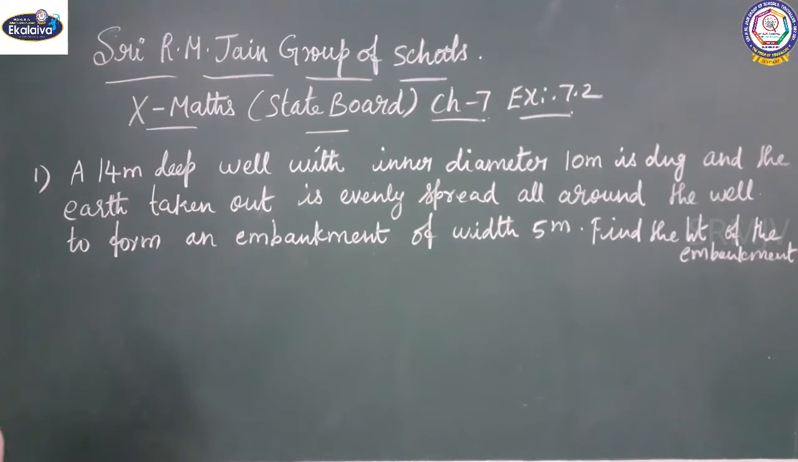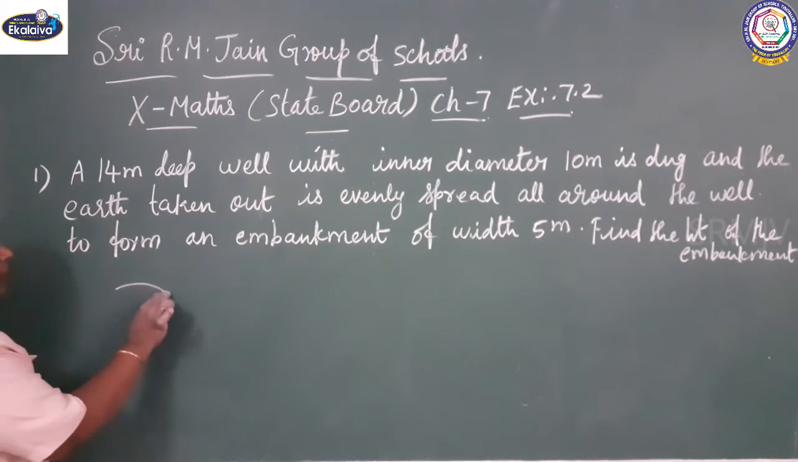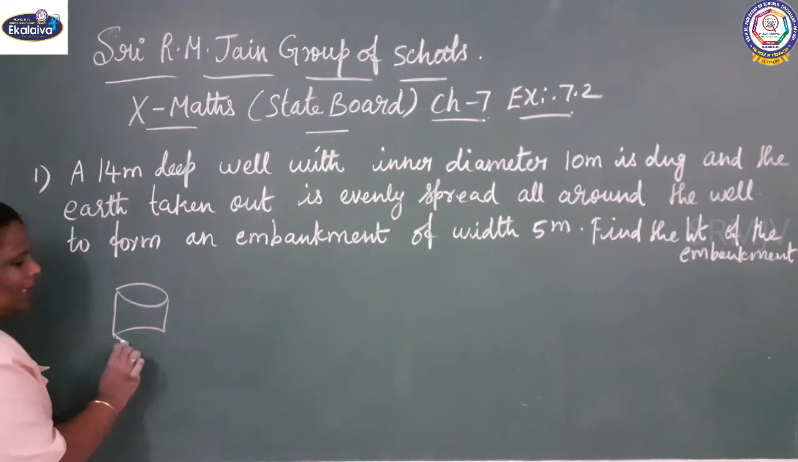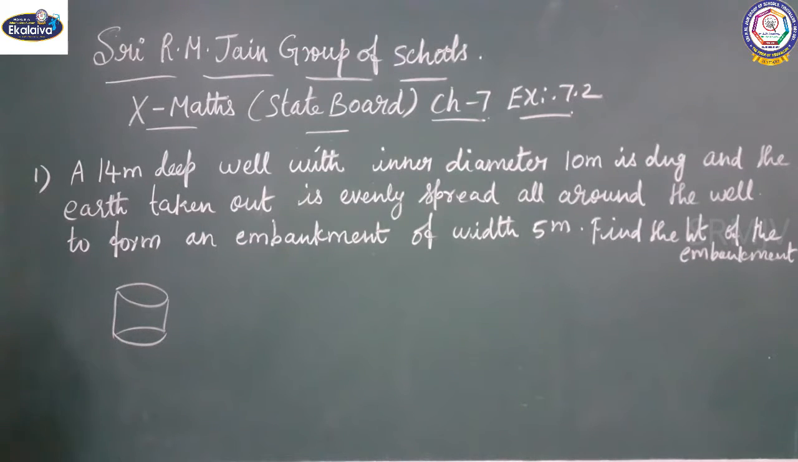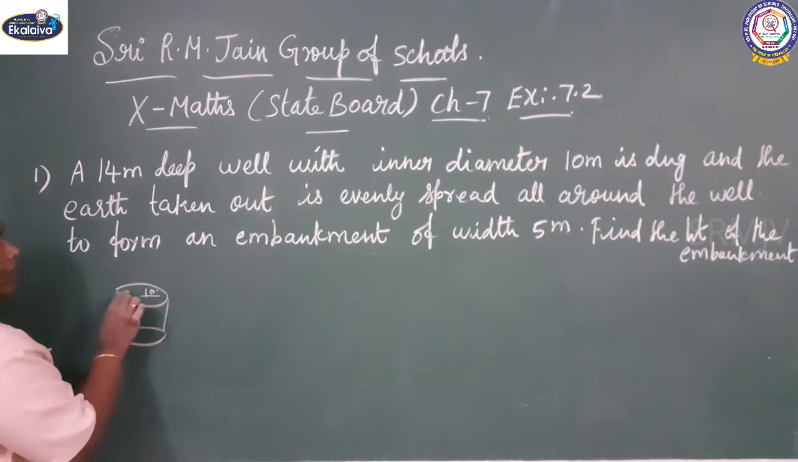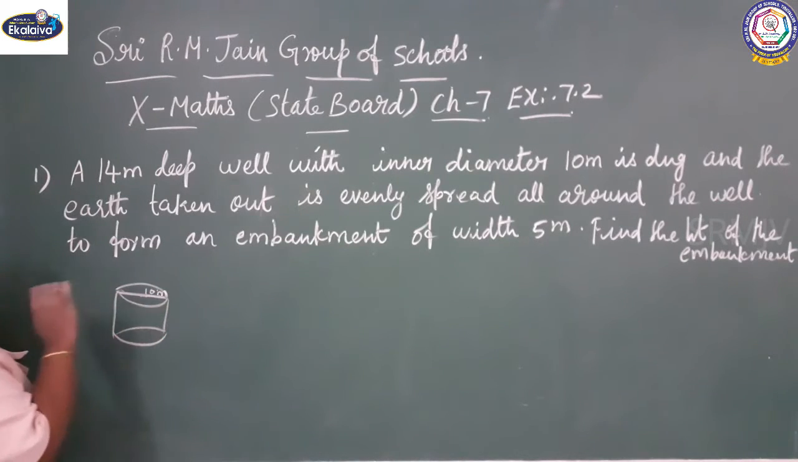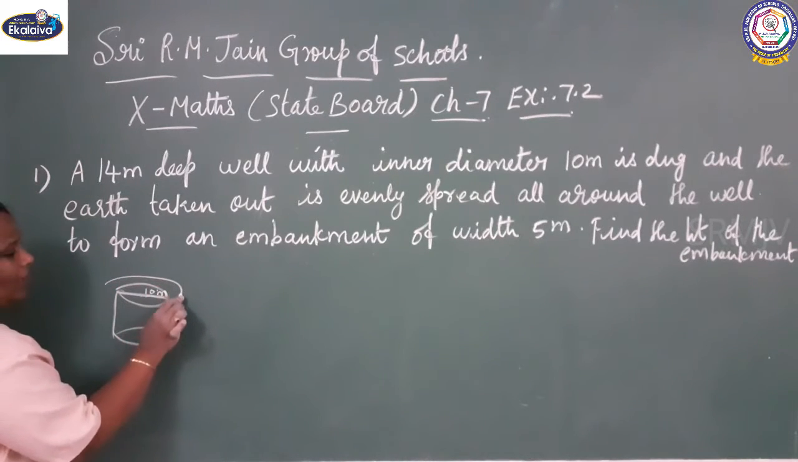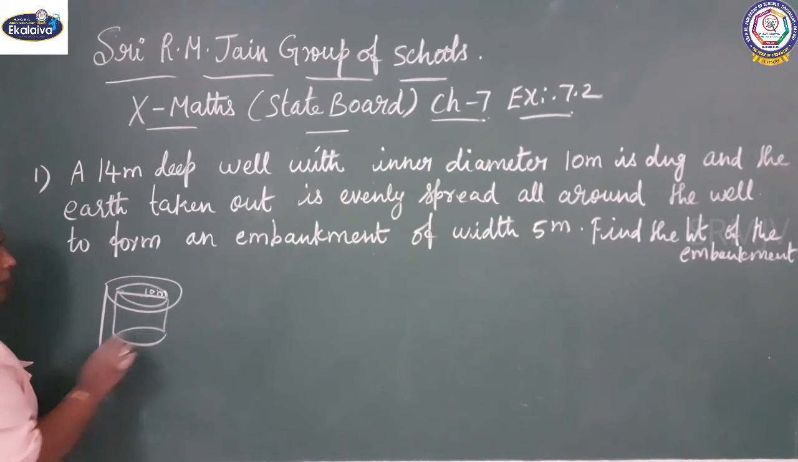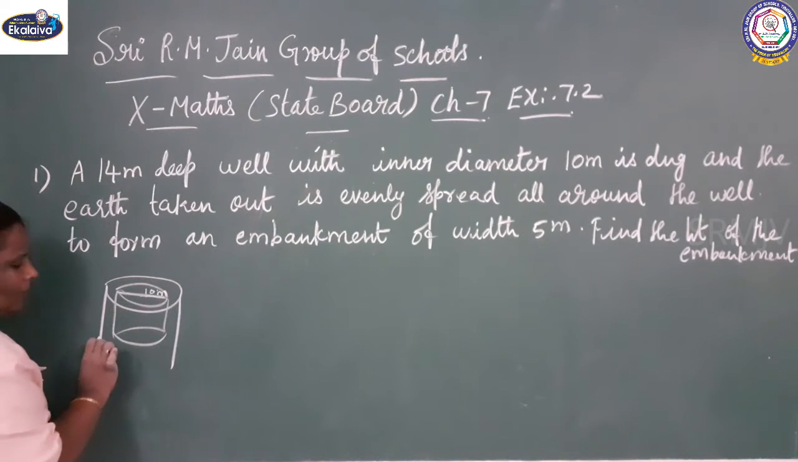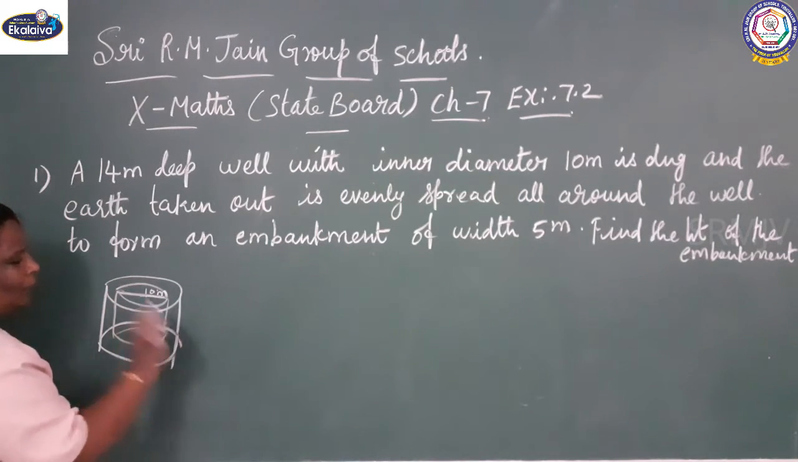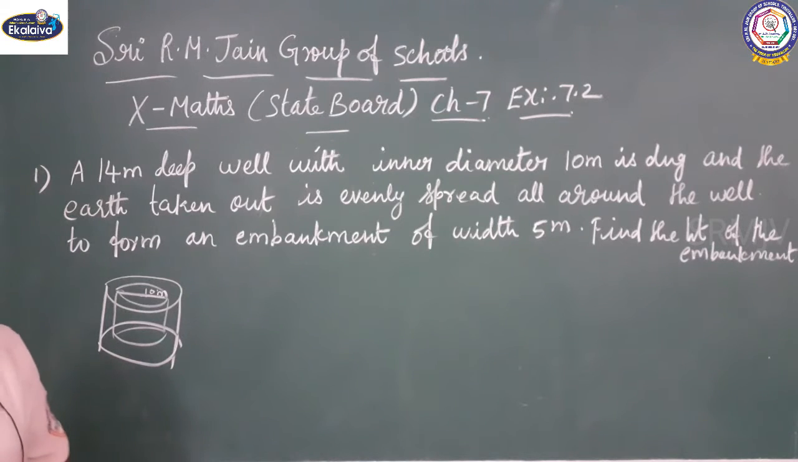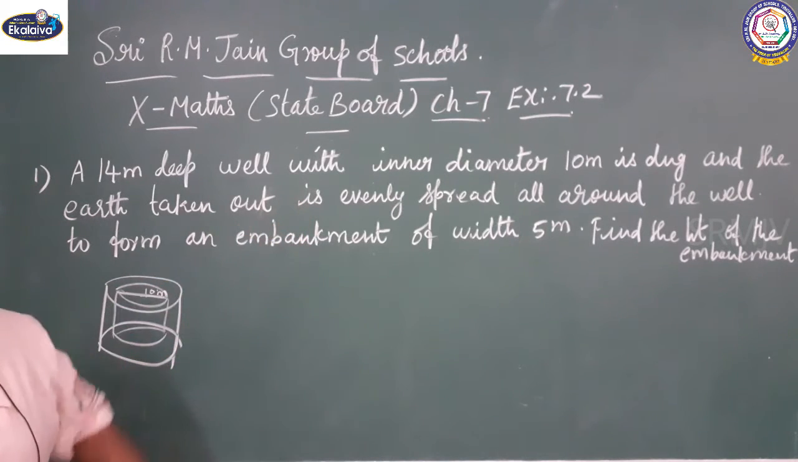See the first sum. A 14-meter deep well. You can think of the well. A 14-meter deep well with inner diameter 10 meter, and you have the external also.